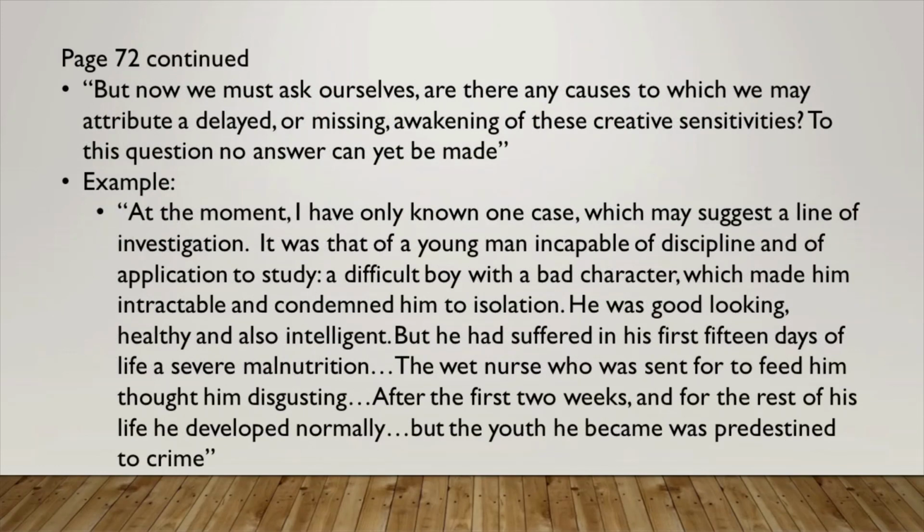On page 72, she continues, "But now we must ask ourselves, are there any causes to which we may attribute a delayed or missing awakening of these creative sensitivities? To this question, no answer can yet be made." So this is where she's getting into that gray area: in some children, these creative sensitivities are delayed or missing, they just didn't awaken in the child, or they awaken later on. So what's going on with that? And she says, well, that's a good question, I don't have an answer for that. And she gives an example. She says, "At the moment, I have only known one case which may suggest a line of investigation."